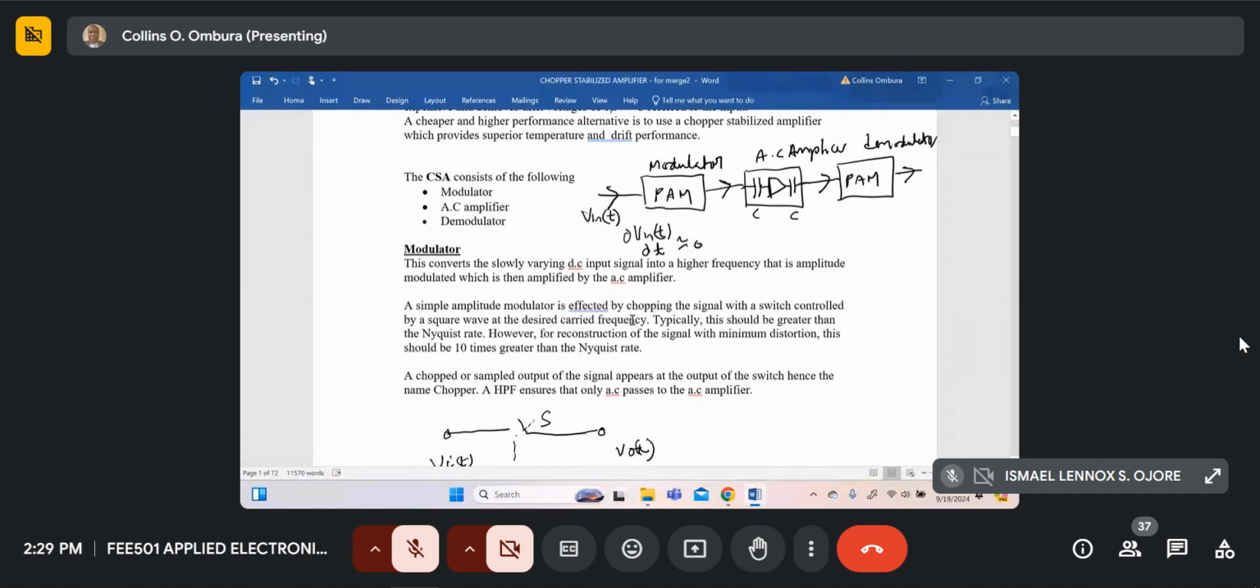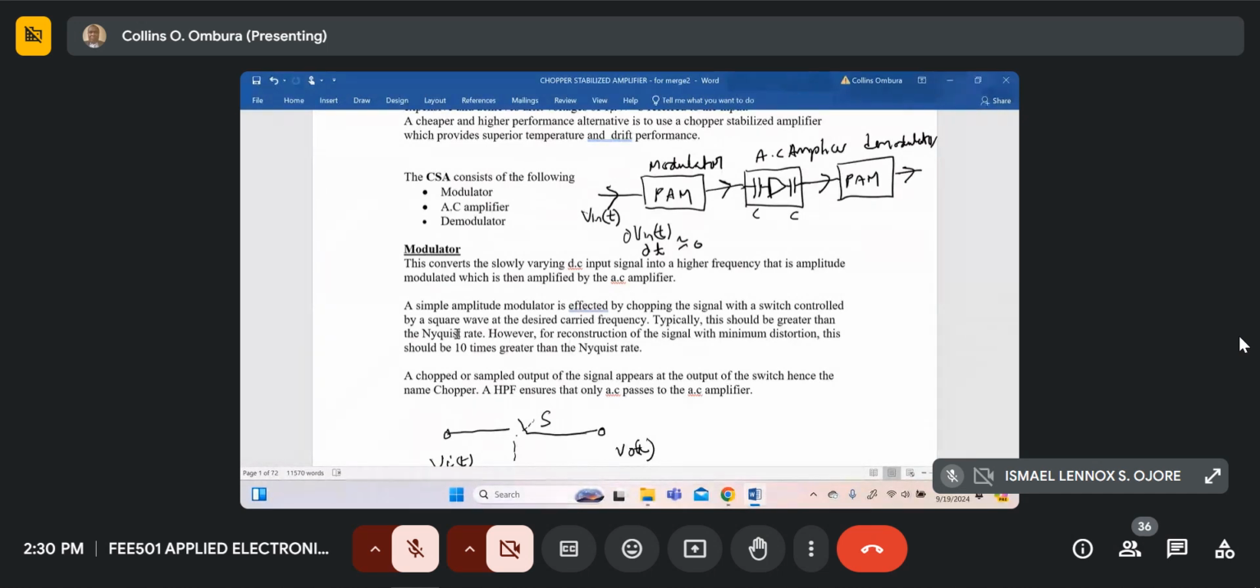Typically, this should be greater than Nyquist rate. Now from your telecommunication, you know what Nyquist rate is. Nyquist and Shannon came out with the information theory that in order to reconstruct a signal which has been sampled, you got to sample it at least at twice the highest frequency component of the signal.